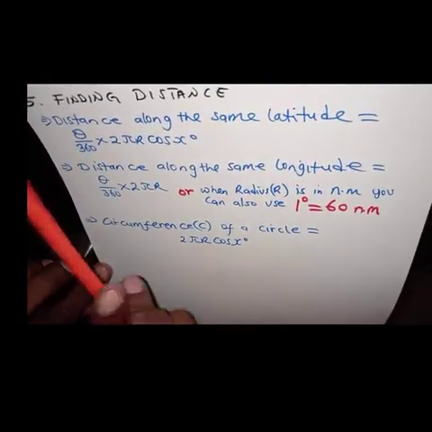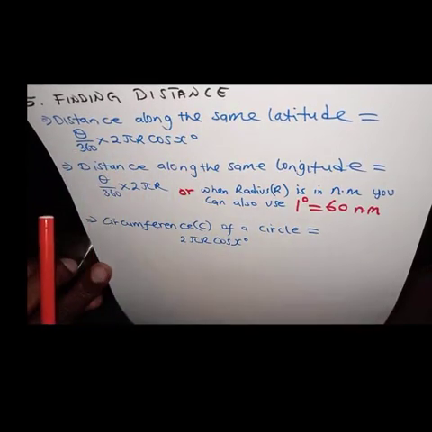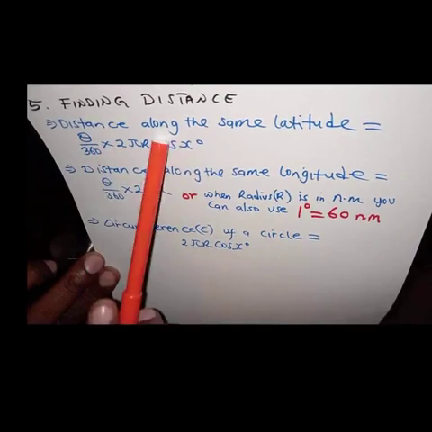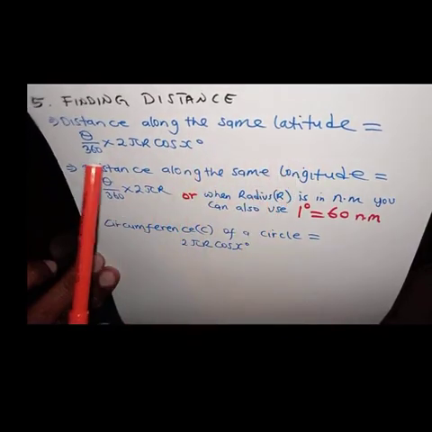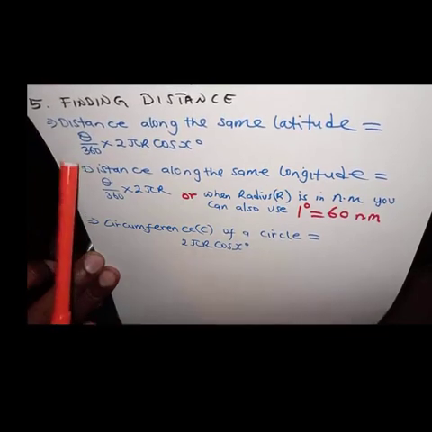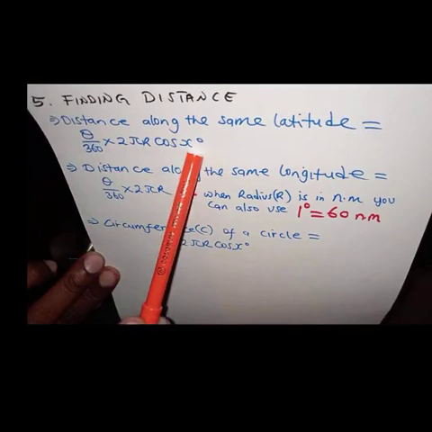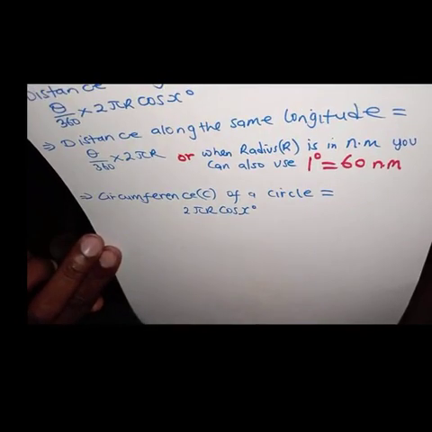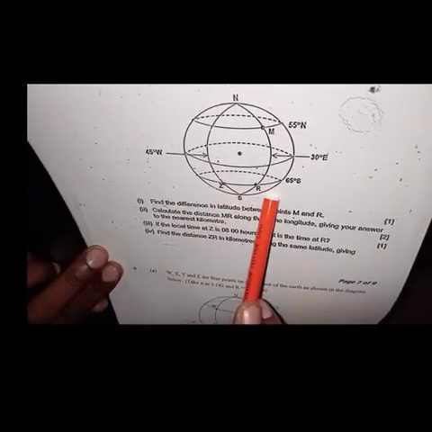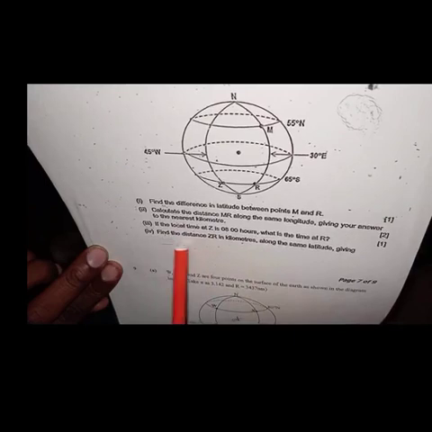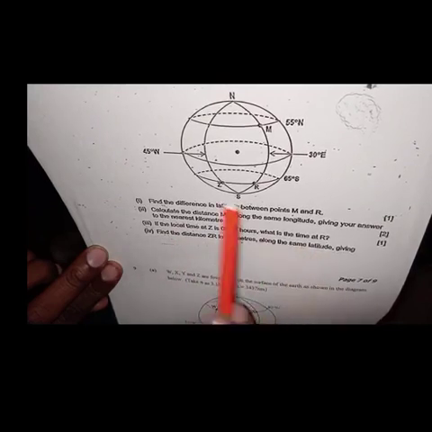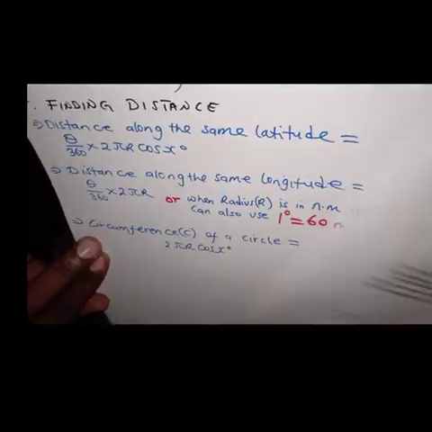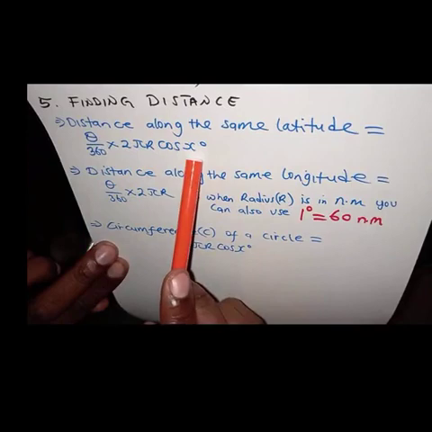Now, we need to know how to find distance. So, distance along the same latitude, use this formula. Theta represents an angle, theta over 360 times 2 pi r cos x degrees. Even x also will be an angle, right? So same latitude, for example, if you want to find the distance from Z to R, as you can see here, question 4: find the distance ZR in kilometers along the same latitude. So you need to use this formula when 2 points are on the same latitude.